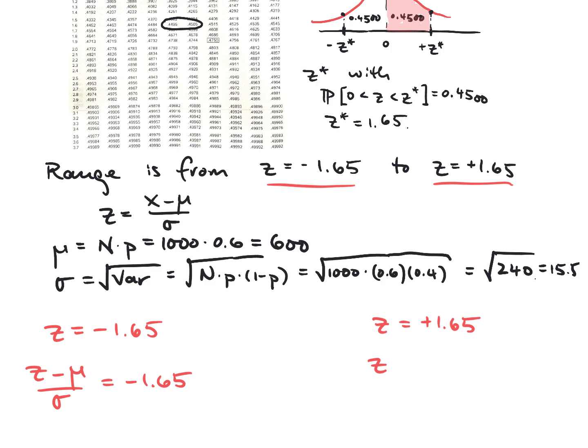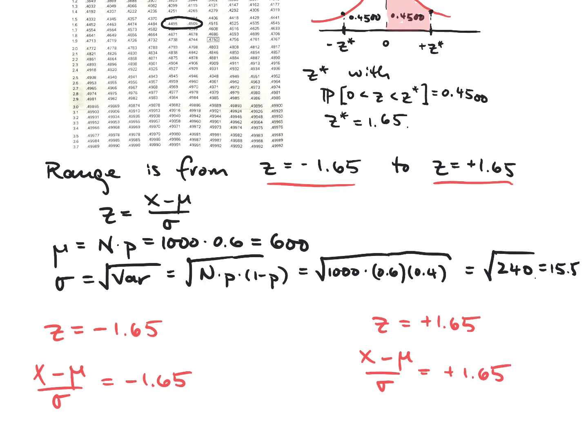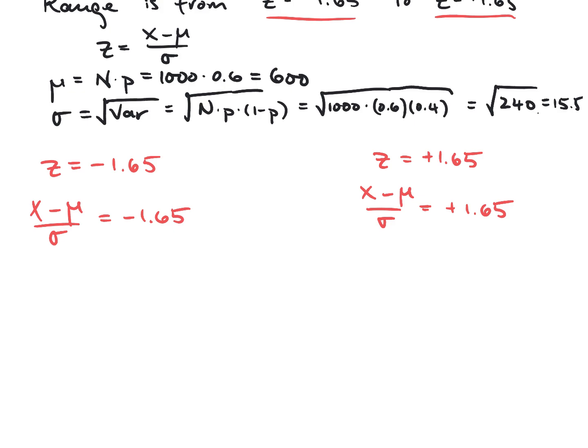I apologize. This should be x minus the mean. Z stands for x minus the mean over the standard deviation. Equals positive 1.65 tells us the upper end of the range. So x minus 600 over 15.5 equals negative 1.65. You see how we're going to solve this for x, right?